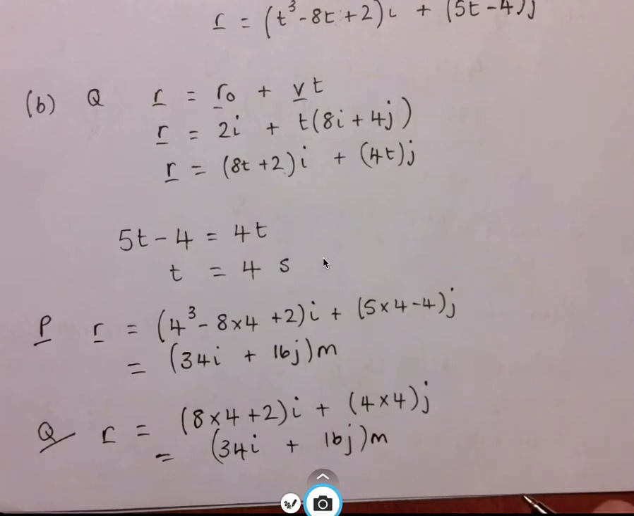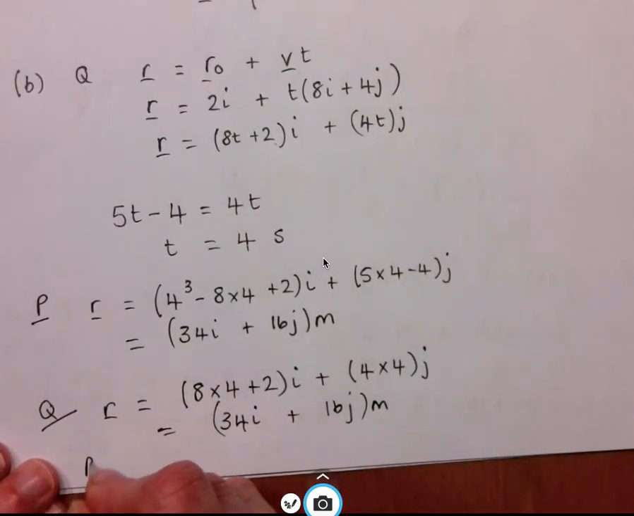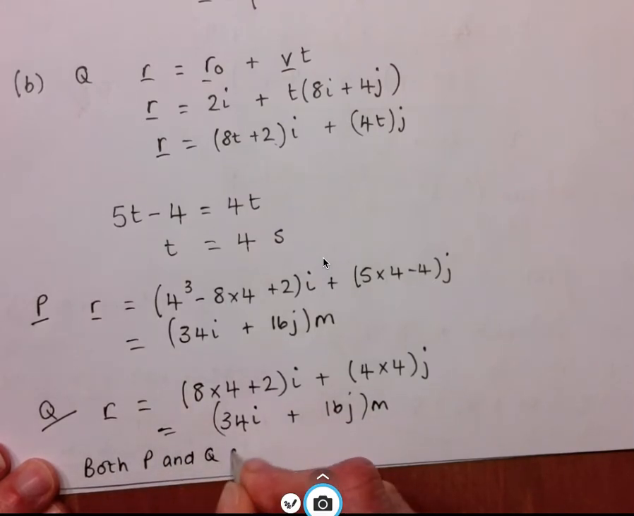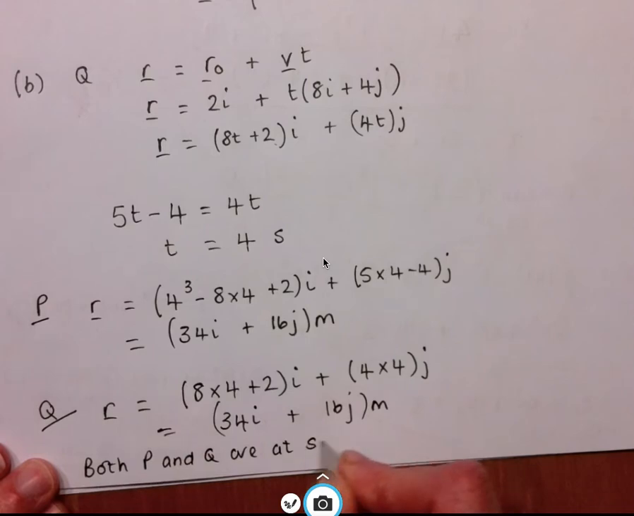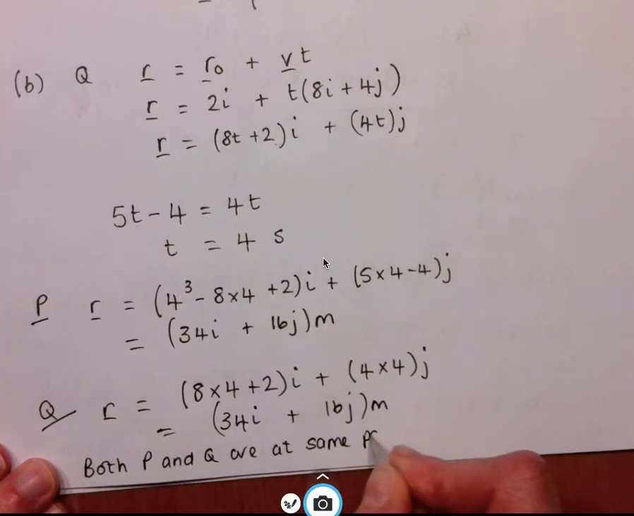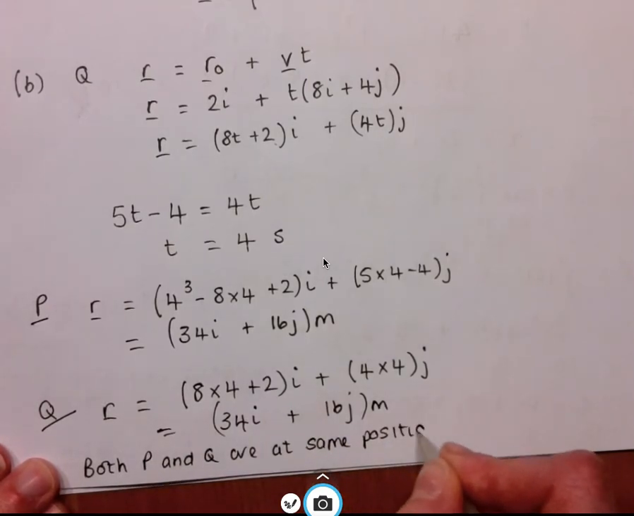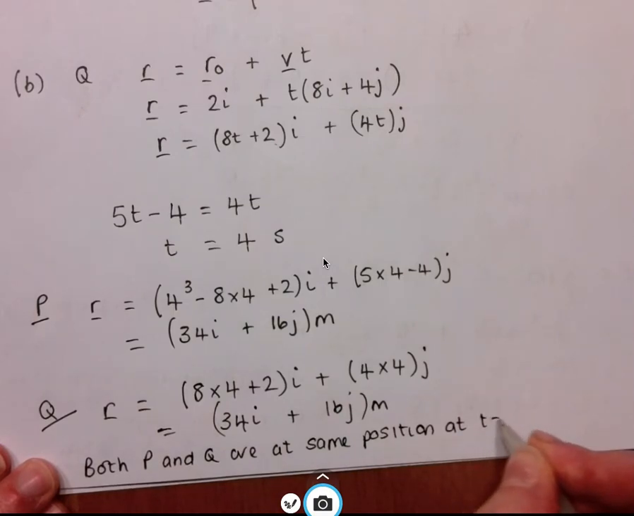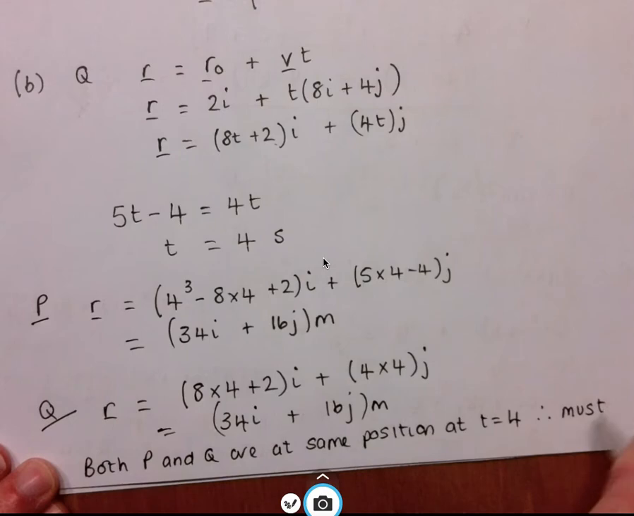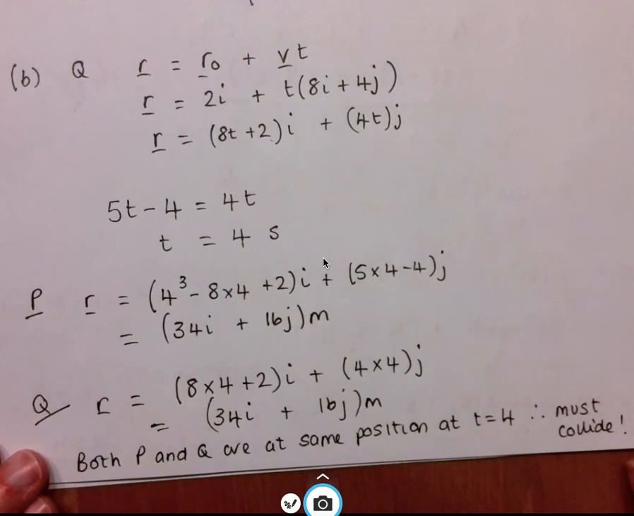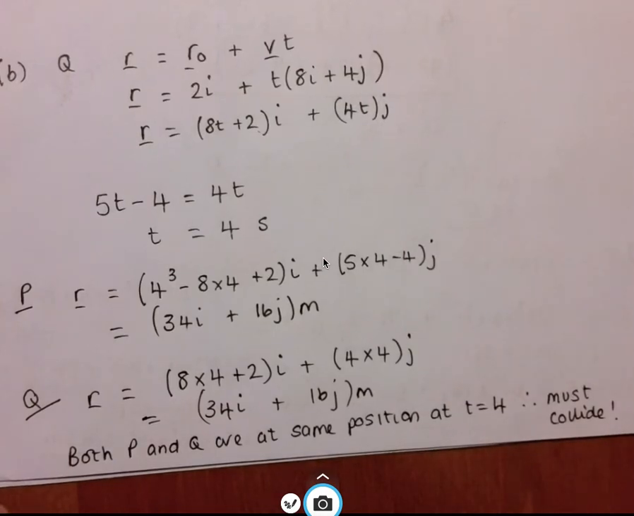So we can now see both P and Q are at the same position at t equals 4, therefore they must collide. Okay? Right, so make a note of that on yours.